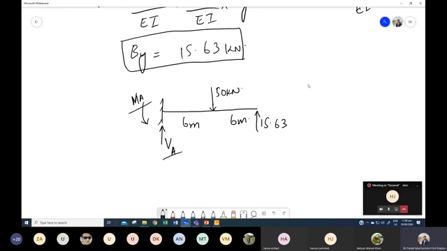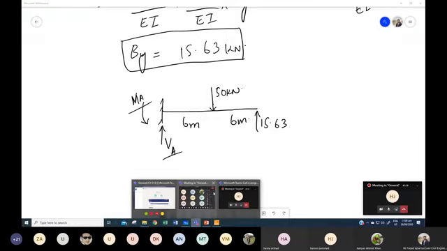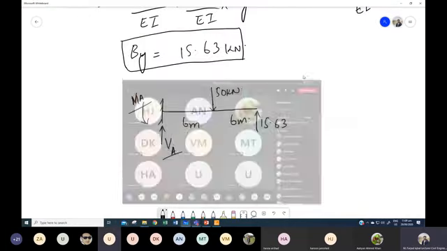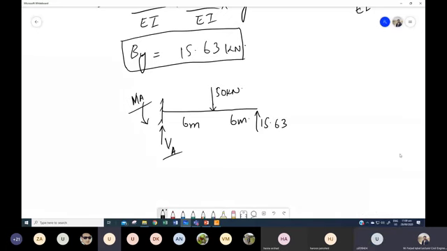Zia, what will be the value of VA? Anyone? Can you give me the value of VA? 34.37. In which direction? Upward or downward? Upward, sir. 34.37. And what is this moment?